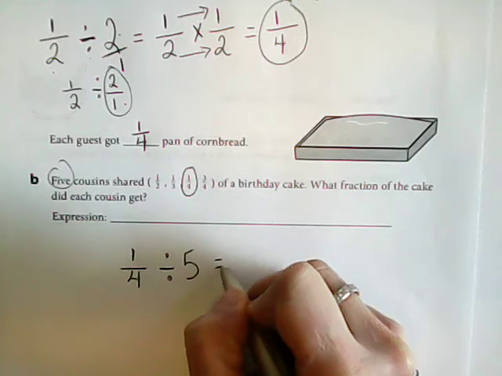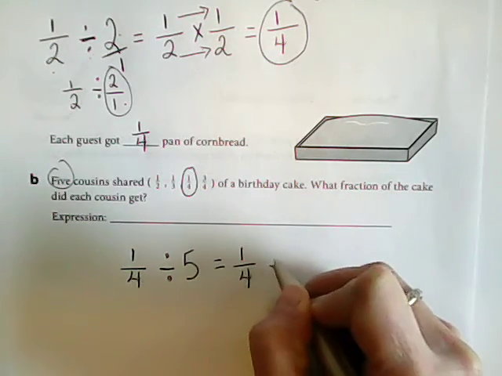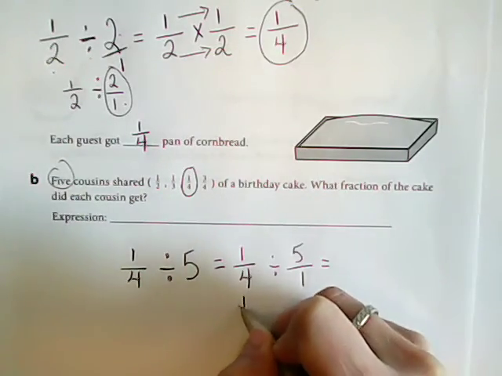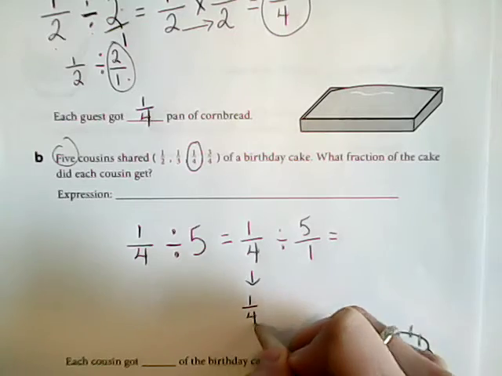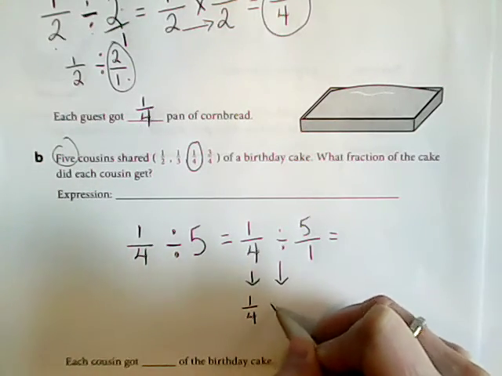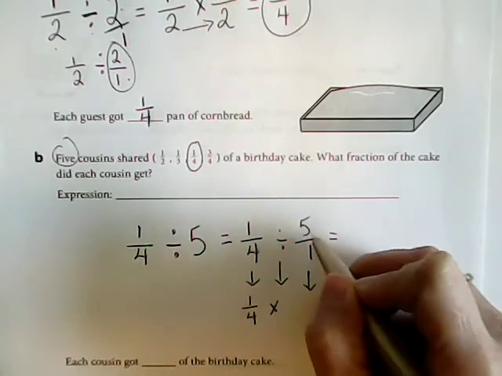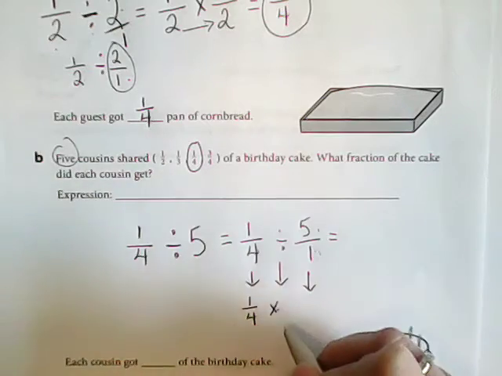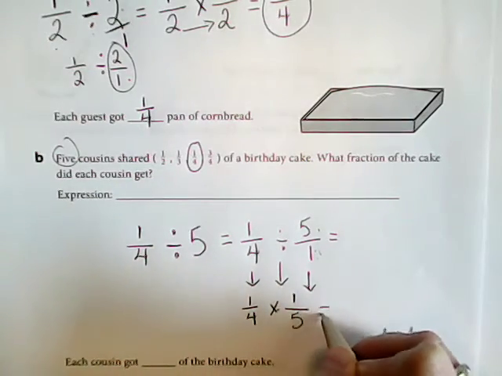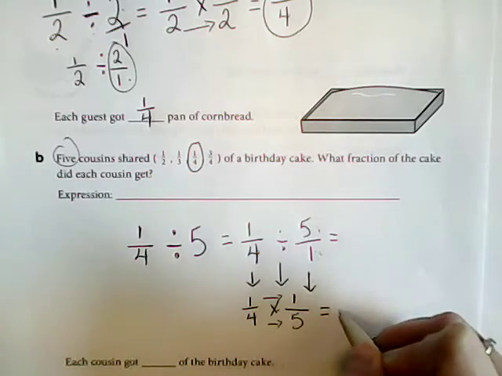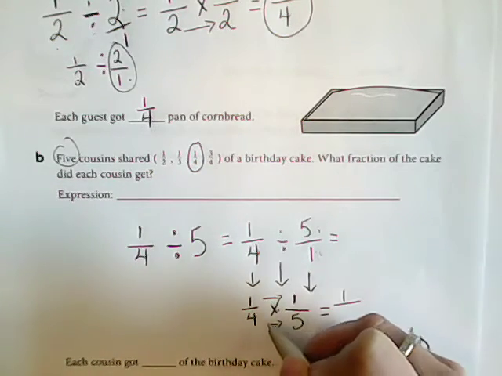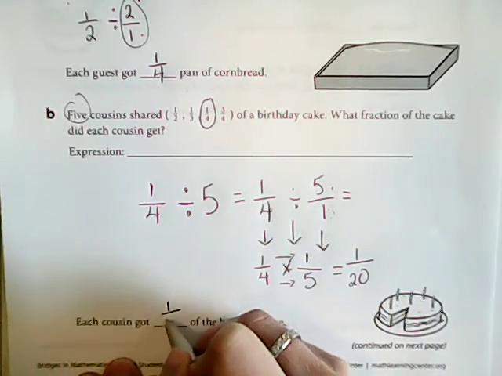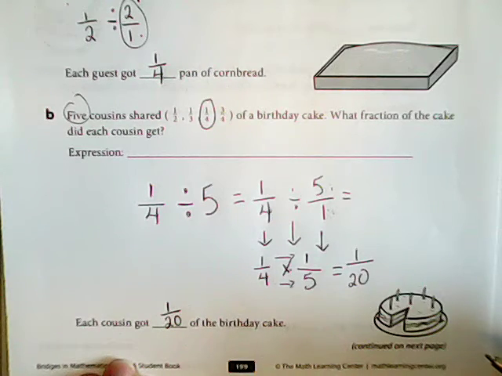divided by 5. So again, I'm just going to rewrite the problem, turning the whole number into a fraction, and then I will keep the first fraction the same, change the division symbol to a multiplication symbol, and because I'm changing it to multiplication, I need to flip or use the reciprocal. So then we get 1/5. I multiply straight across, and I get 1 times 1 is 1, 4 times 5 is 20. So each cousin will get 1/20 of the birthday cake.